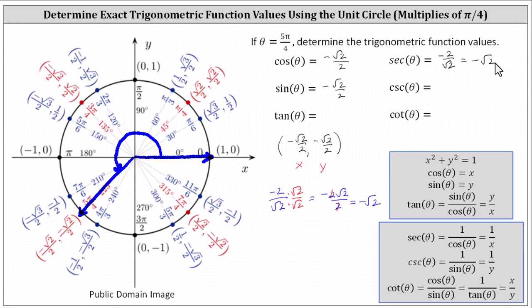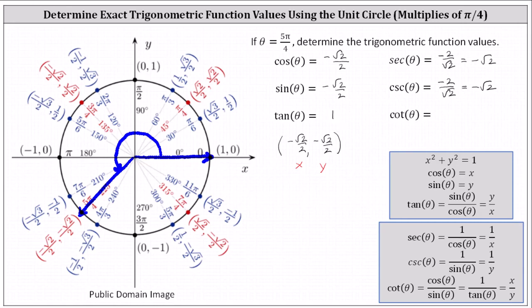The cosecant function value equals the reciprocal of the sine function value, which indicates cosecant of 5 pi divided by 4 equals negative 2 divided by square root 2, which we also know is equal to negative square root 2. Next, tangent theta is equal to y divided by x. And because x and y are equal, we should recognize y divided by x is going to equal positive 1, and therefore tangent 5 pi divided by 4 equals 1.